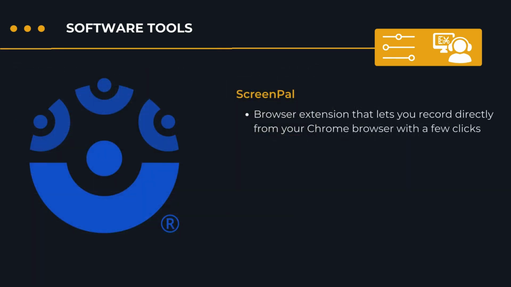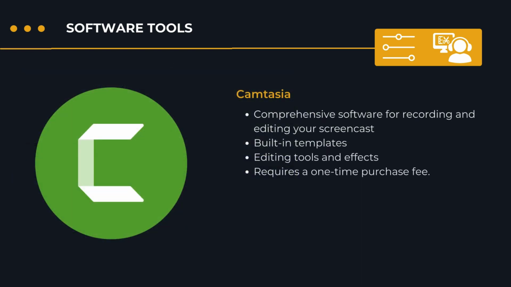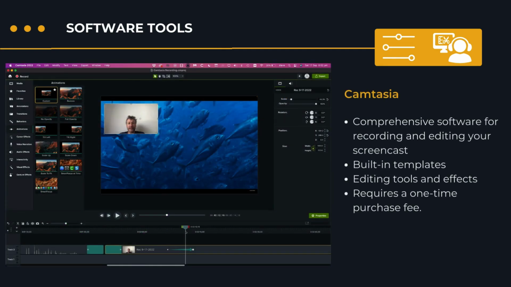ScreenPal is a convenient browser extension that lets you record directly from your Chrome browser with a few clicks, making it a great choice for simple screen captures without needing extra software. Camtasia offers a comprehensive solution for recording and editing your screencast with built-in templates and editing tools to create polished videos, but requires a one-time purchase fee.